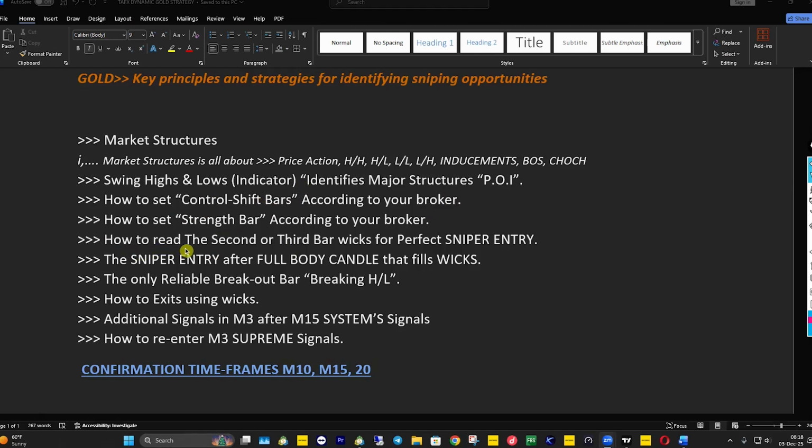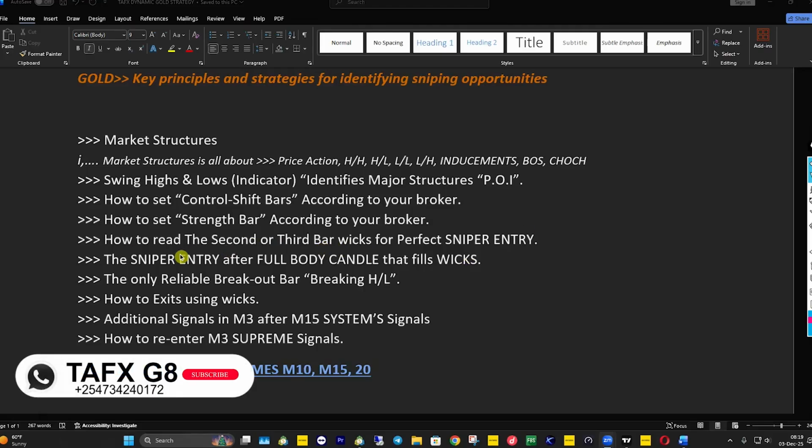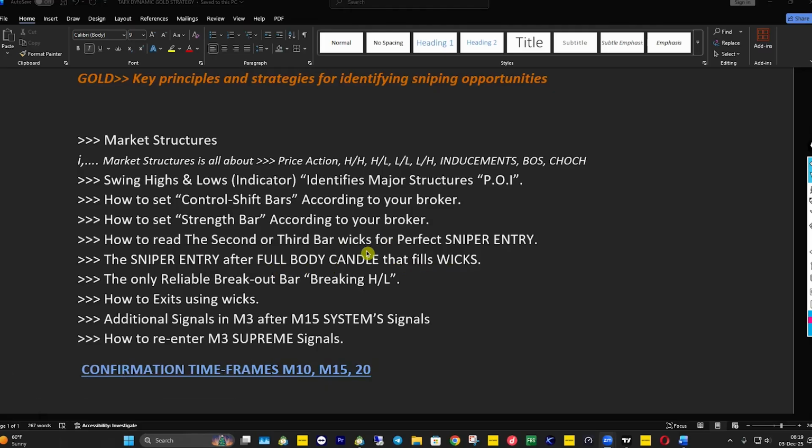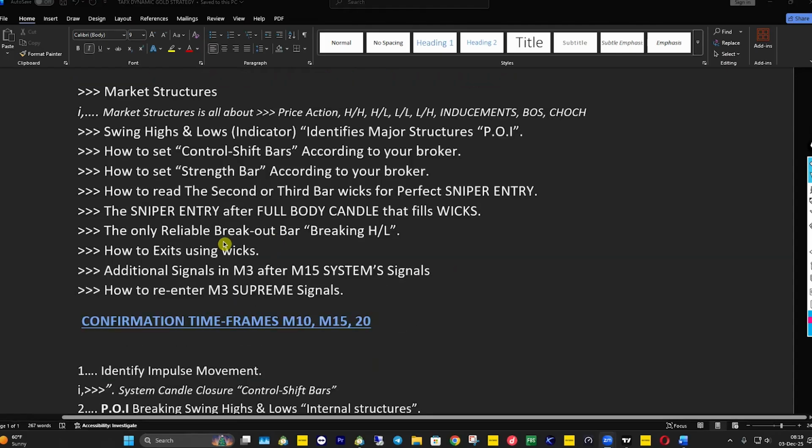The things again to expect: how to read the second or third bar wicks for a perfect sniper entry. These are the secrets. The sniper entry after a full body candle that fills the wicks. That's something people have never talked about. But by mastering gold, we have seen things that are very important to be covered.